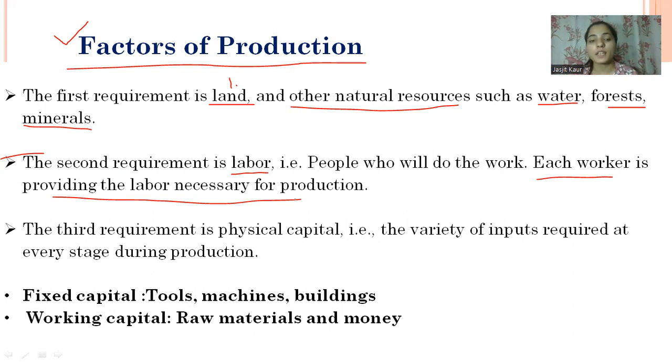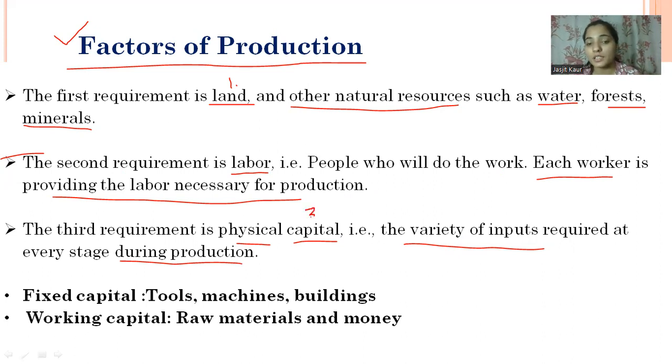And apart from this, the third thing is capital. We have physical capital, in which we will require a variety of inputs that we need while producing any product in the industry. So capital is very important. The third factor of production is capital.